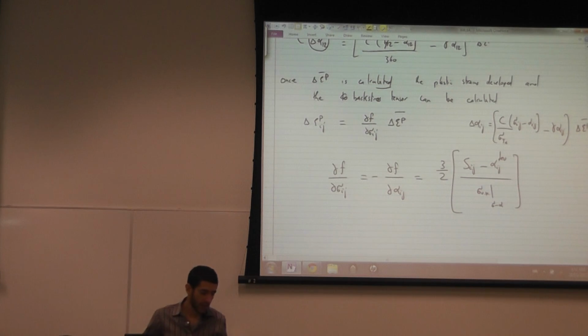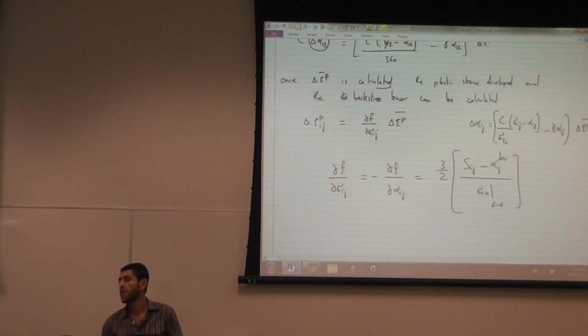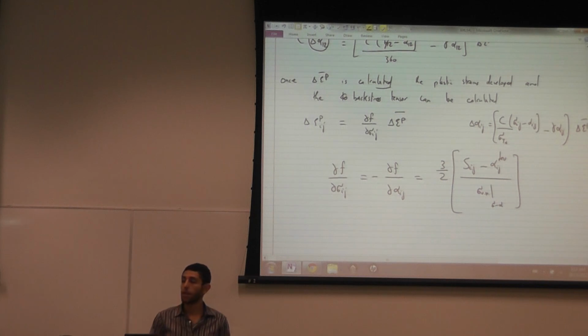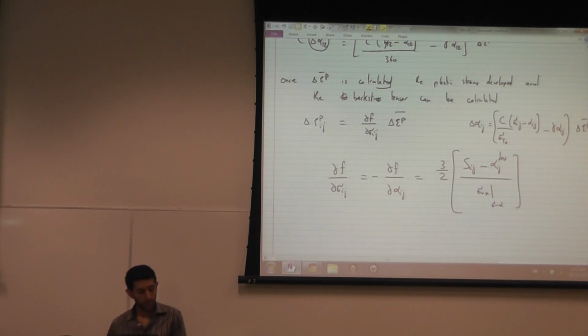For your assignment, you basically have to repeat this for another example, but exactly follow the same steps. The difference is you have sigma 1. We apply sigma 1 up to 1.5 plastic strain, and then unload, and then apply sigma 2. Do you guys have any questions?